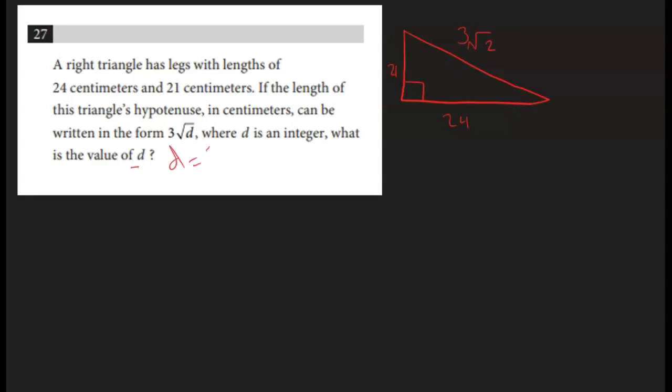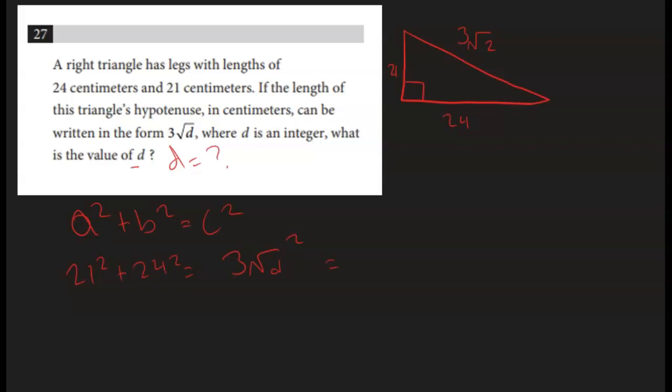So d equals what? Immediately they give us 2 legs of a right triangle and mention the hypotenuse, so it's just the Pythagorean theorem all the way. We're going to get a squared plus b squared equals c squared. So now we know that 21 squared plus 24 squared is going to equal (3 square root of d) squared. So sweet. Well, let's write that out.